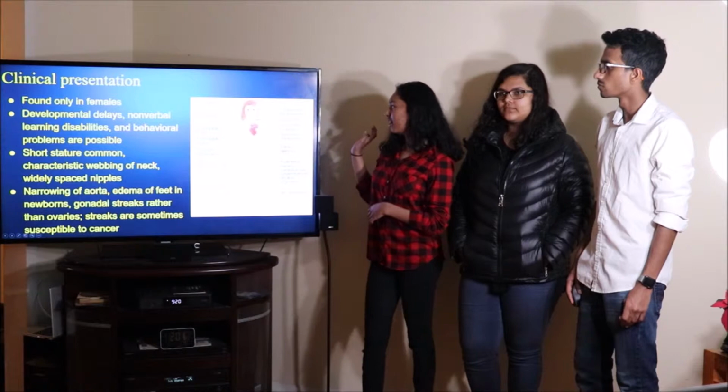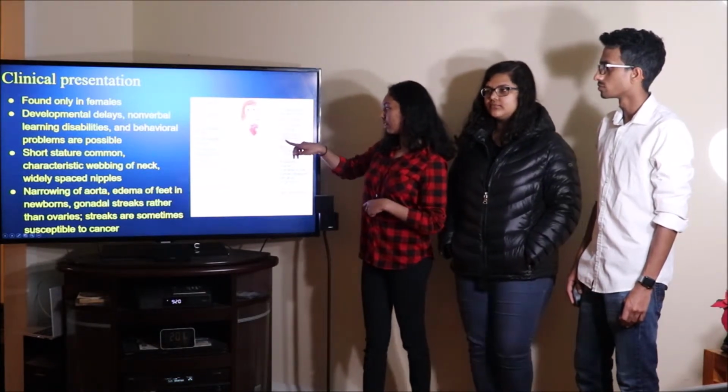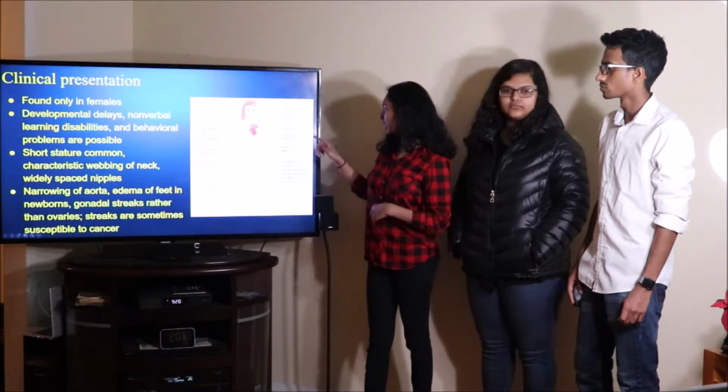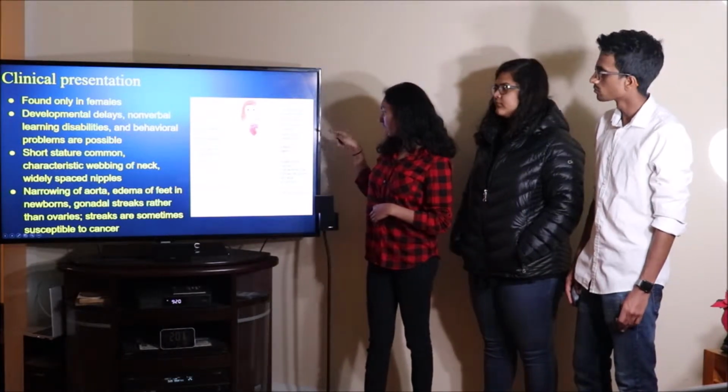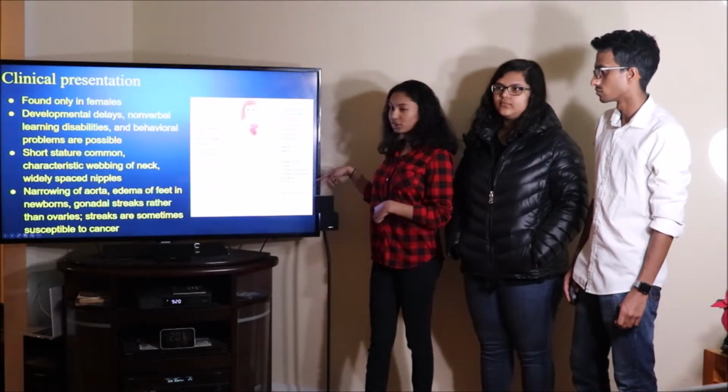Here's a diagram of a female who has short stature, low hairline, widely spaced nipples, small fingernails, brown spots, a fold of the skin, elbow deformity, poor breast development, and no menstruation.